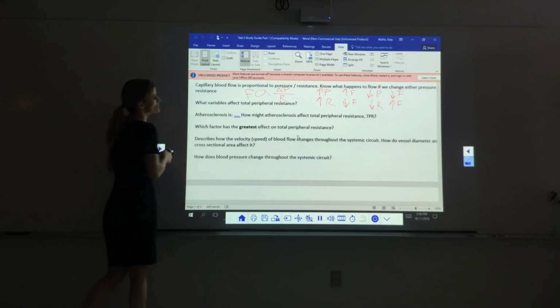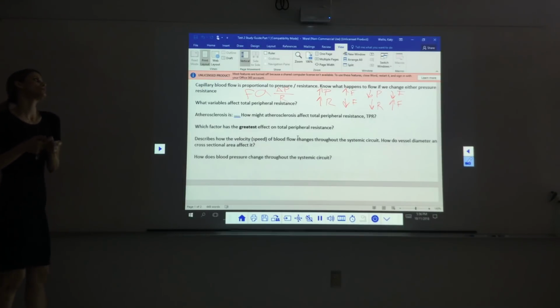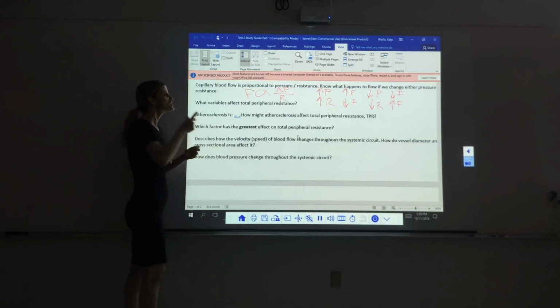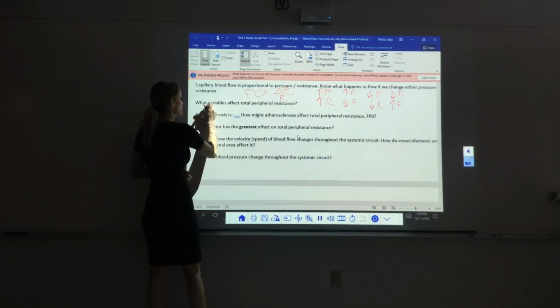What variables affect total peripheral resistance? So we talked about multiple different variables. We talked about turbulence.